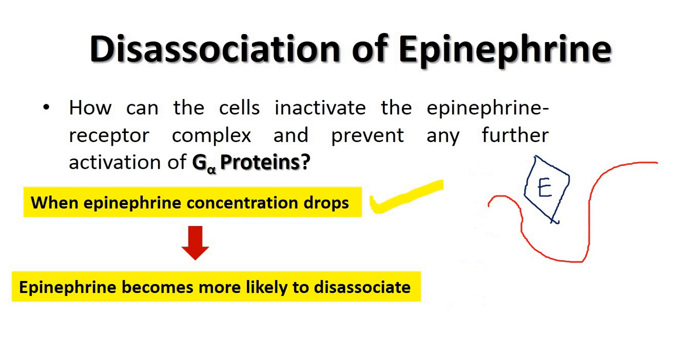Suppose the epinephrine concentration in the extracellular space drops. Since it is dropping, I will depict it by a downward arrow. So whenever epinephrine concentration drops, this epinephrine, rather than being bound to the receptor, will automatically dissociate, and that is what is being highlighted: when the epinephrine concentration drops, this epinephrine is most likely to get dissociated.